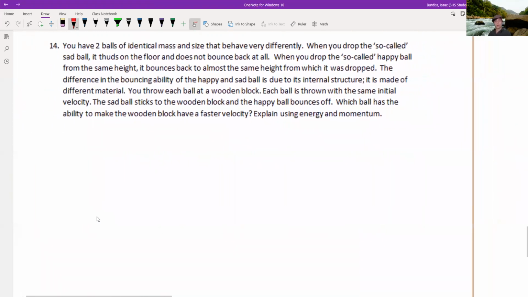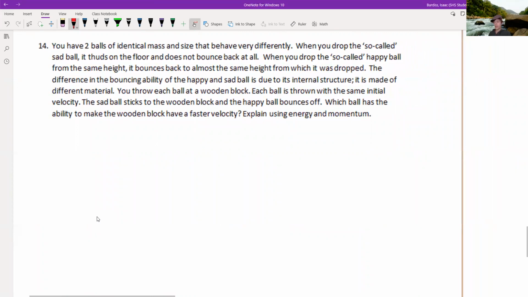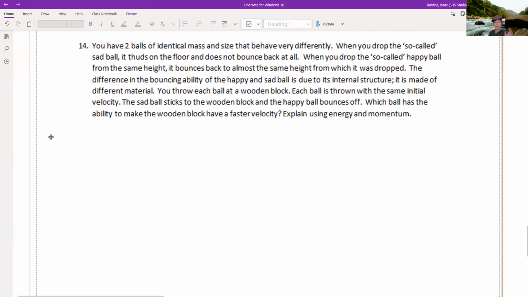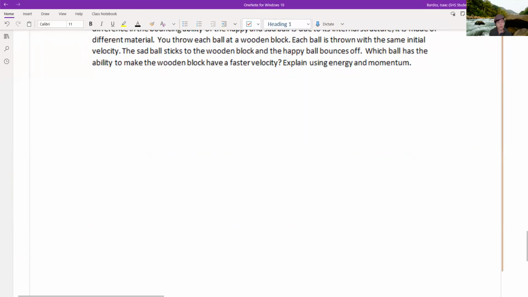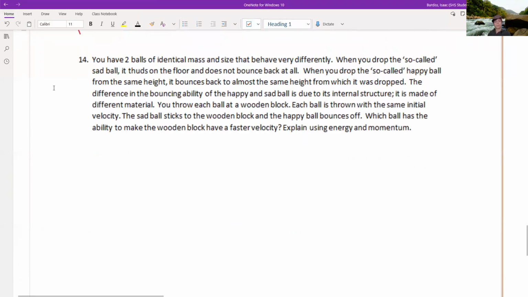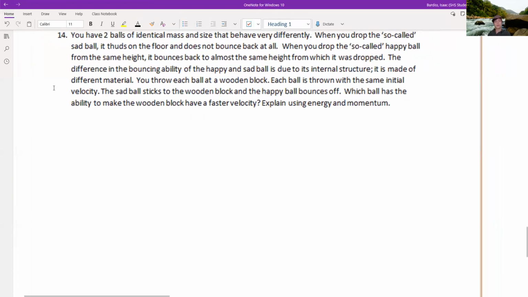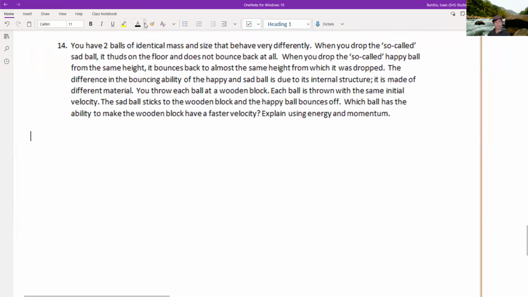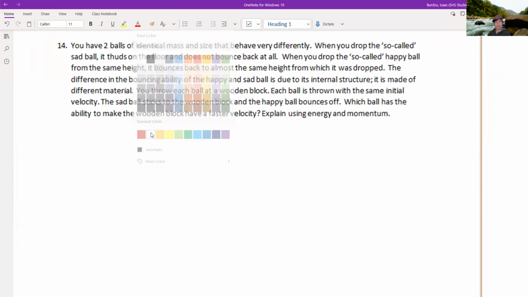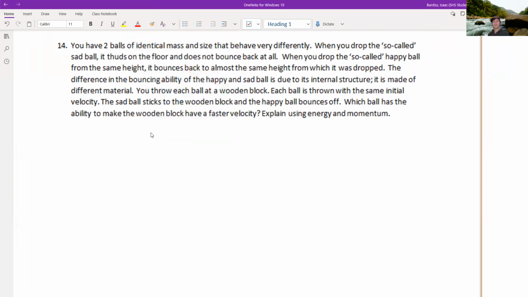All right, final question. Now, this is kind of a weird problem. Just keep in mind I didn't make it. And this is more of a coherent paragraph response kind of question. So let's see. What does it say? You have 2 balls of identical mass and size that behave very differently.